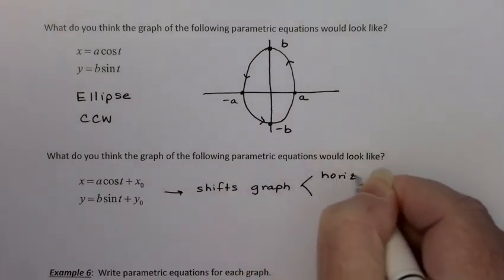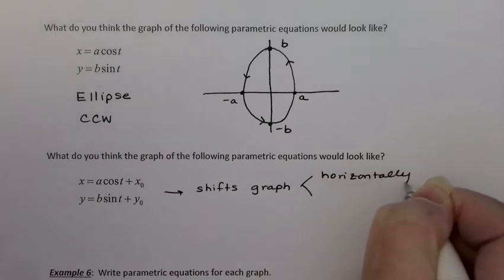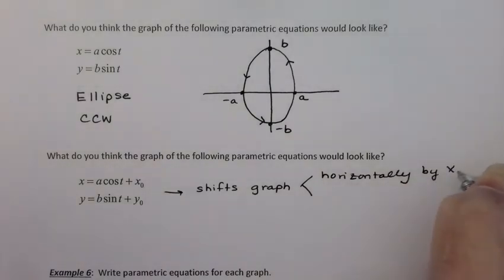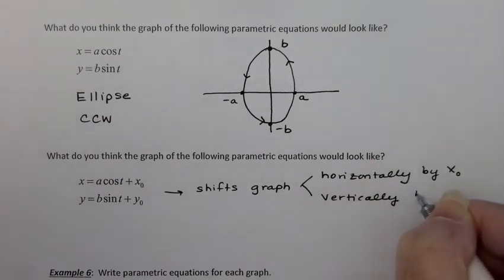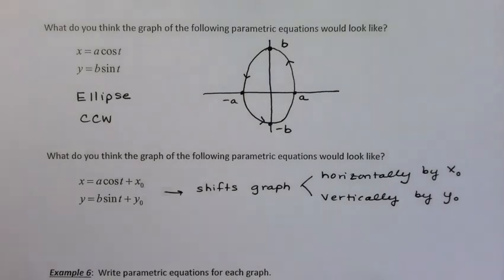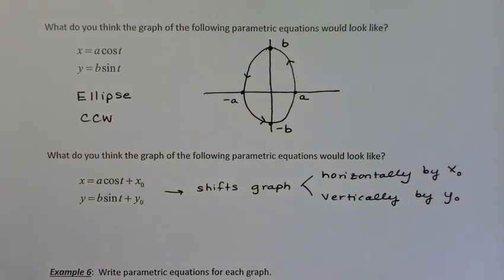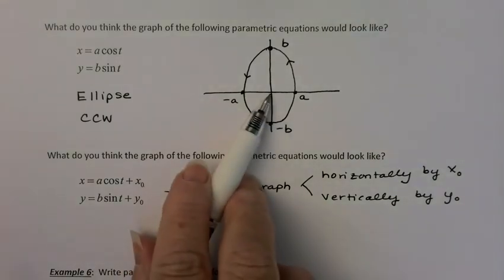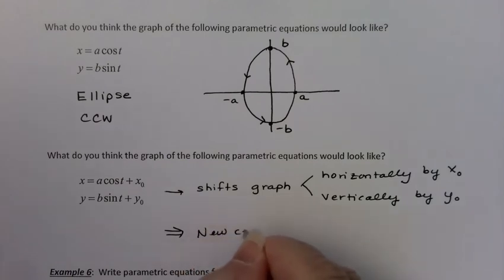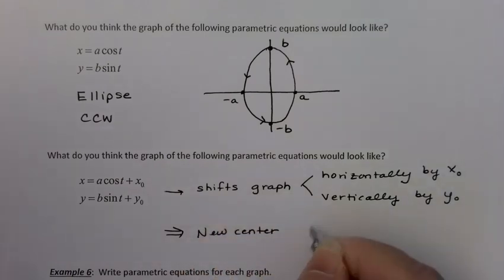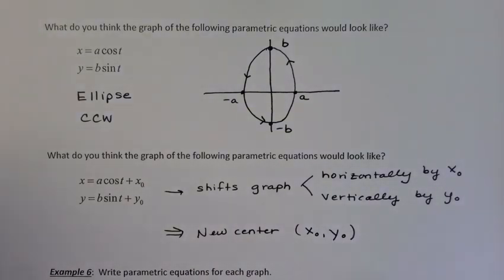Horizontally by x naught and vertically by y naught. Usually the easiest way to think of that is as the new center point. The center point is going to go from 0, 0. So our new center becomes the shifted point, x naught, y naught, and everything else just kind of falls in place around it.